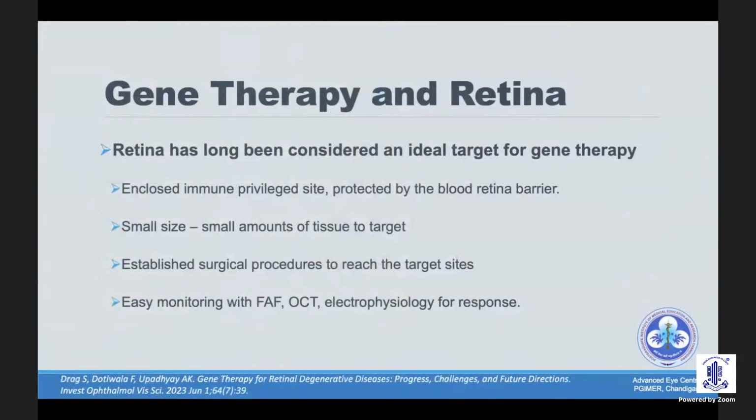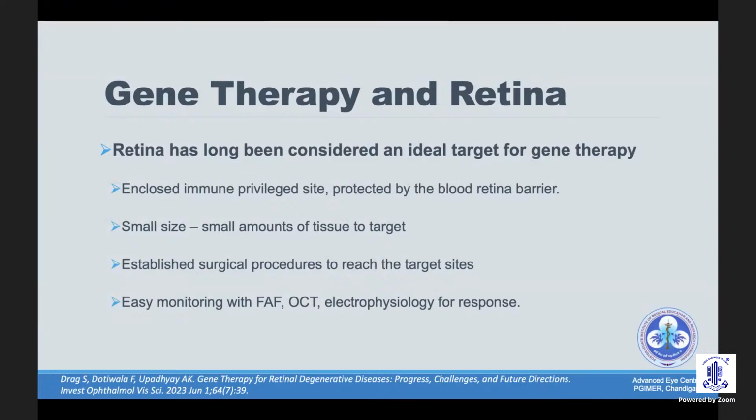The retina has long been considered an ideal target for gene therapy, because it's a very enclosed, immune privileged site protected by the blood retina barrier. Anything foreign that you introduce into the body is going to provoke a reaction. So wherever there are fewer reacting cells, fewer lymphocytes, those might be better targets for gene therapy, as the response may be slower in those.